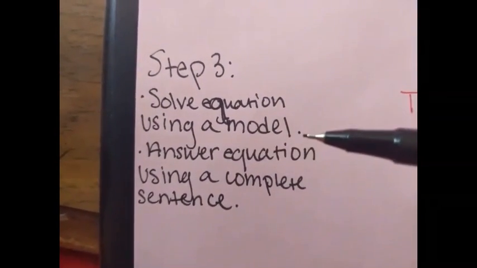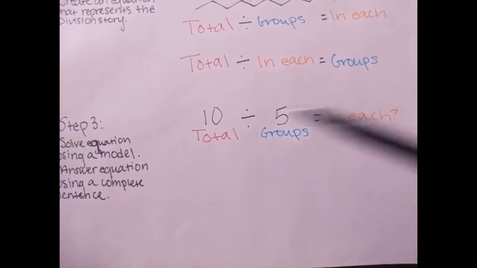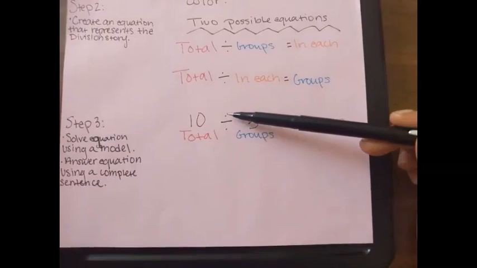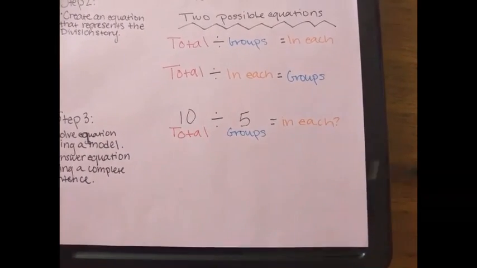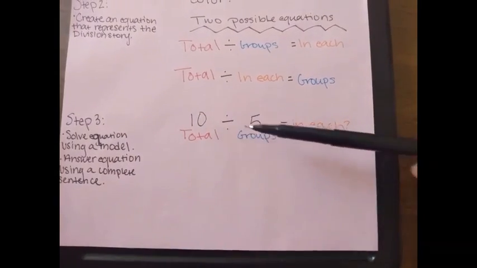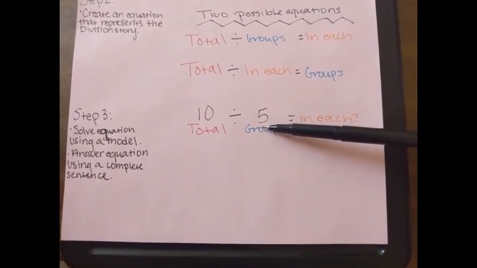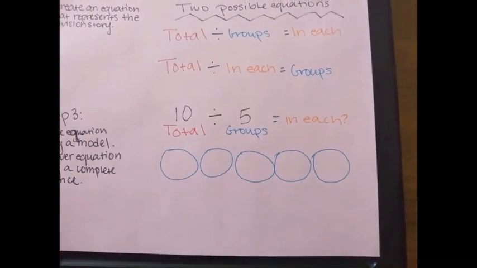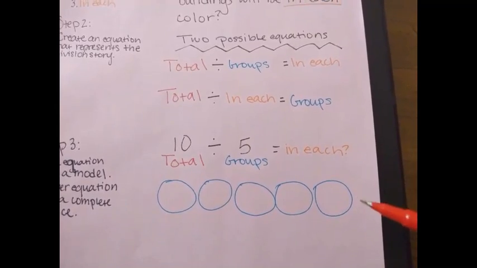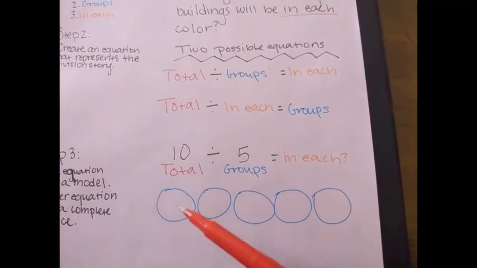Solve the equation using a model. Using a model for division stories is super easy because our equation will tell us what our model will look like. Our equation says 10 total divided by 5 groups will help us get our in each. So that means that we're going to be using 5 groups and we're going to put a total of 10 into those 5 groups. So to start, we can draw out those 5 groups so we'll have them to put the 10 total in. Once we have drawn our 5 groups, we are now ready to put our 10 total inside of the groups.